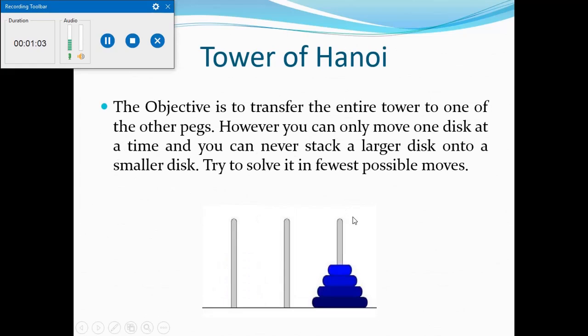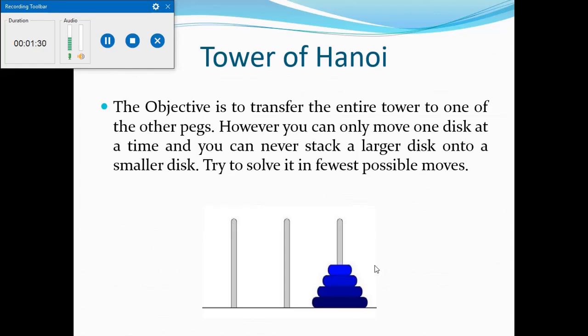Now the objective is to transfer the entire tower to one of the other pegs. In this example, from this particular peg I will transfer the entire tower to another peg. However, you can only move one disk at a time, and you can never stack a larger disk onto a smaller disk.